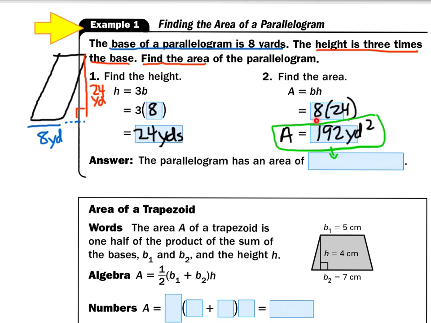When we find the area, base times height, just 8 times 24, and that gave us 192. And don't forget to label it. This is yards to the second power.